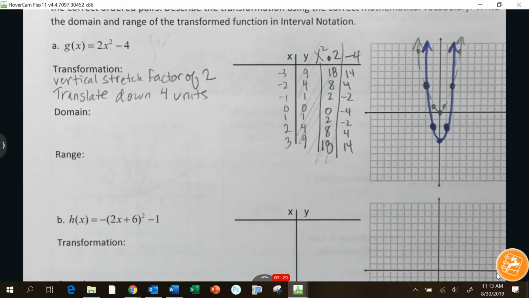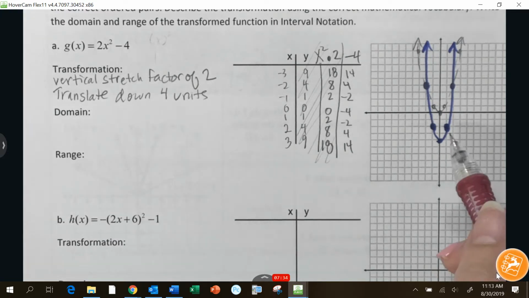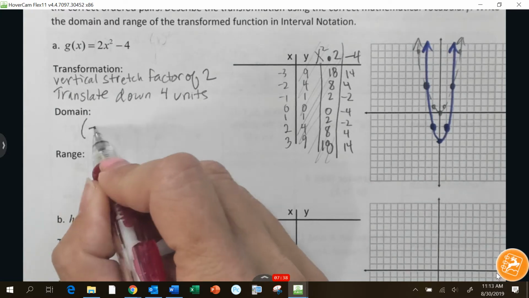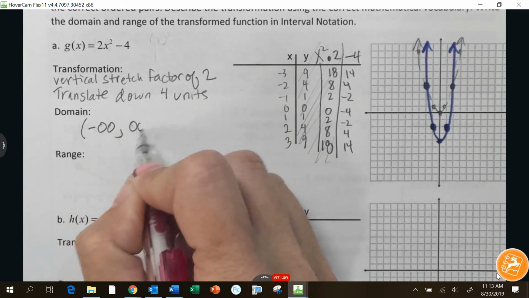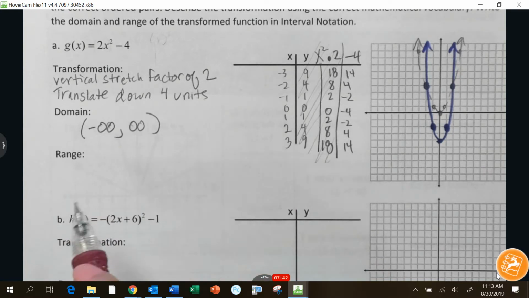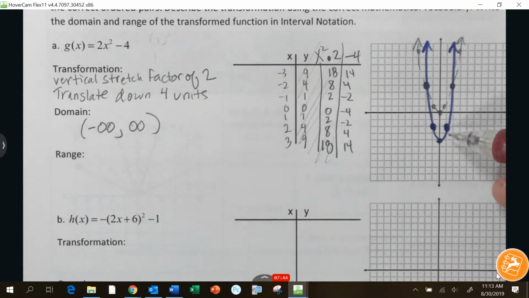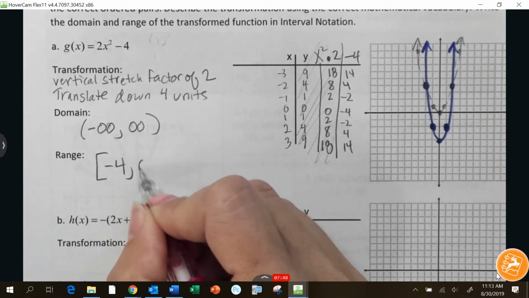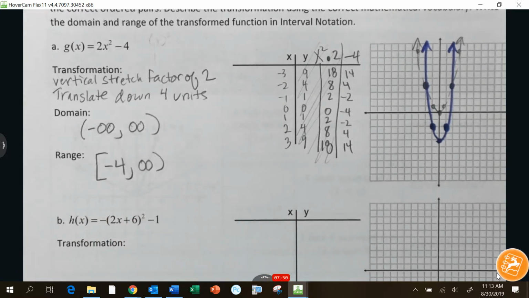We're going to do our domain and range in interval notation. So domain for a quadratic is always all real numbers, negative infinity to positive infinity. And then for the range, we choose the lowest number, negative 4, and it goes all the way up to positive infinity.